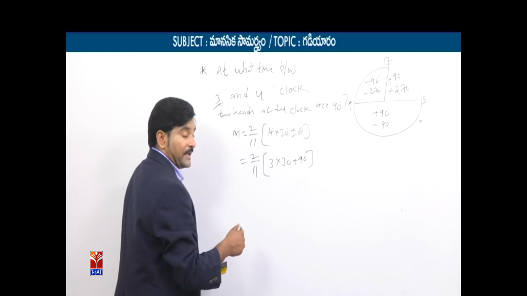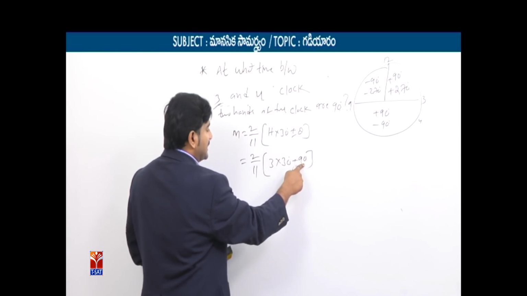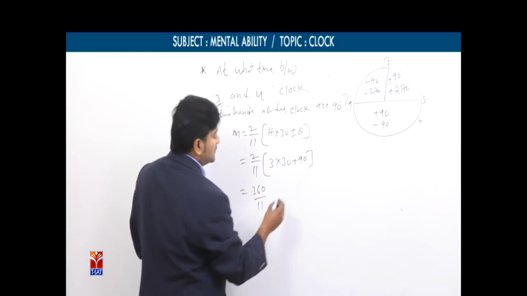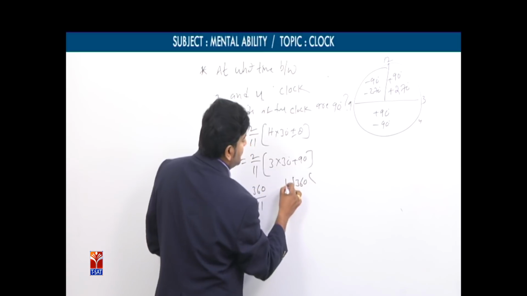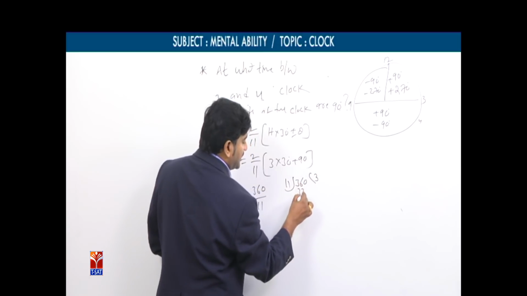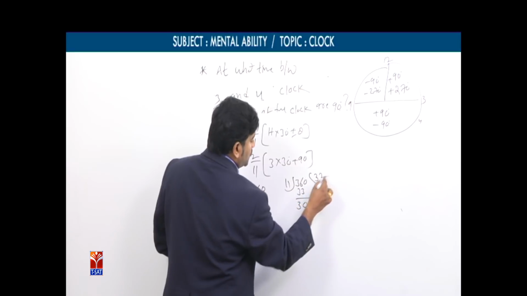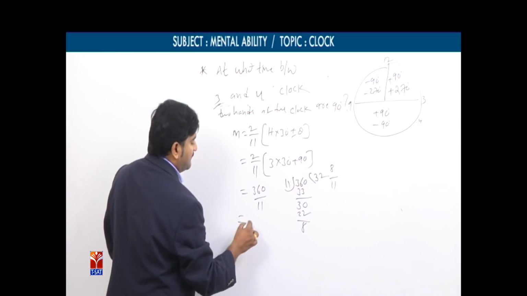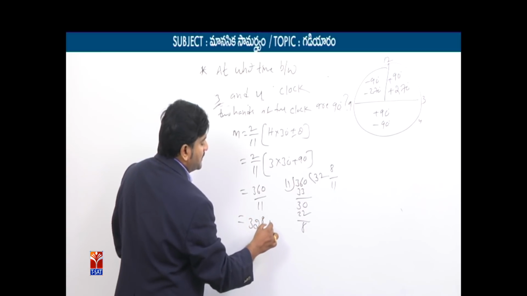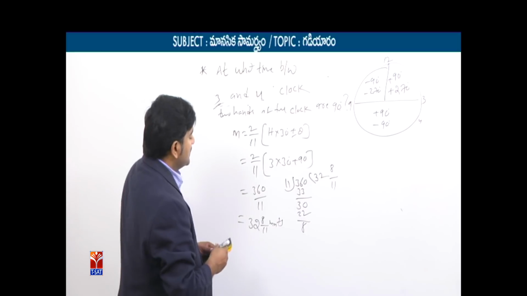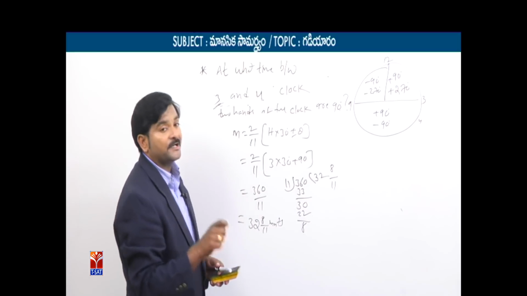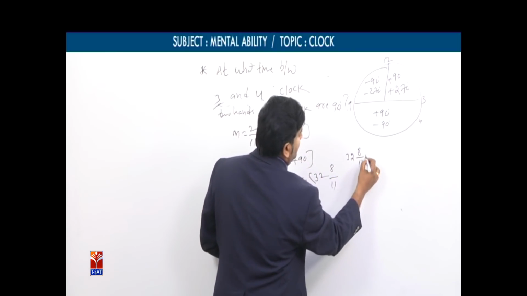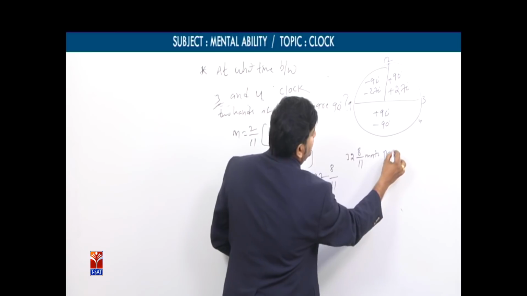3 into 30, 90. 90 plus 90, 180. 180 into 2, 360. So 360 by 11 minutes. Again, simplification: 360 by 11 means 11 3s are 33, so here 3 left. 11 2s are 22, 8 left. So what you can say, 32 8 by 11. Final answer is 32 8 by 11 minutes, so 32 8 by 11 minutes past 3 o'clock.